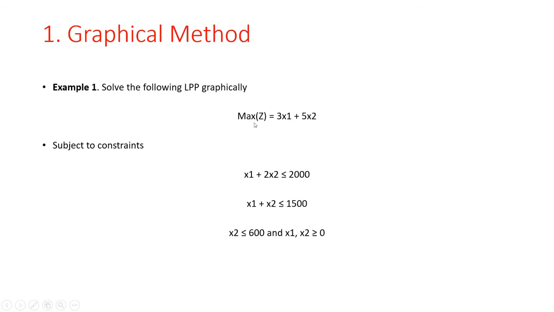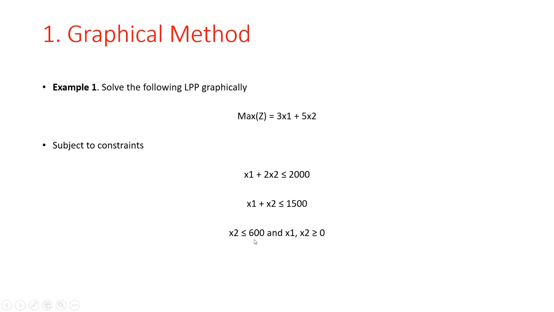There is one objective function in the form of maximization: max z equals 3x1 plus 5x2, and this objective function is subject to these constraints. x1 plus 2x2 is less than or equal to 2000, and x1 plus x2 is less than or equal to 1500. These are the two structural constraints. This is our objective function and these are our two decision variables. In the graphical method we use problems with two decision variables.